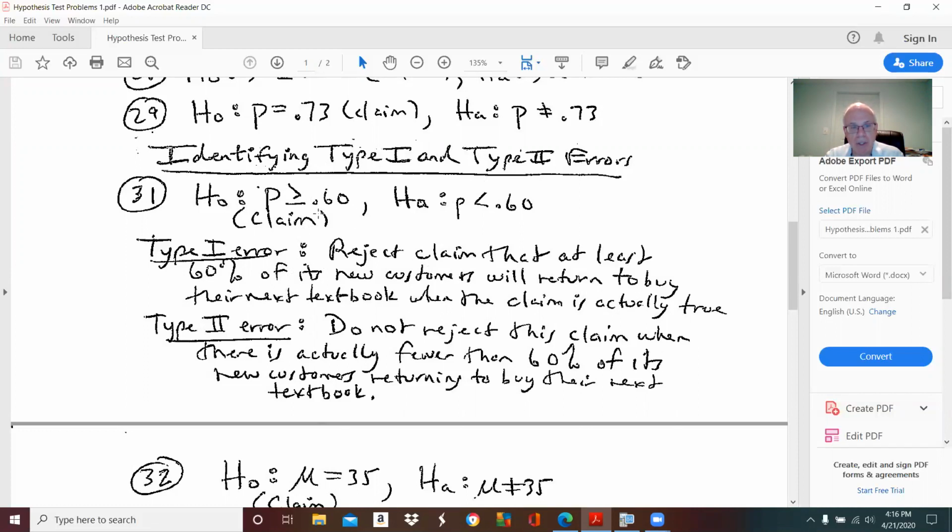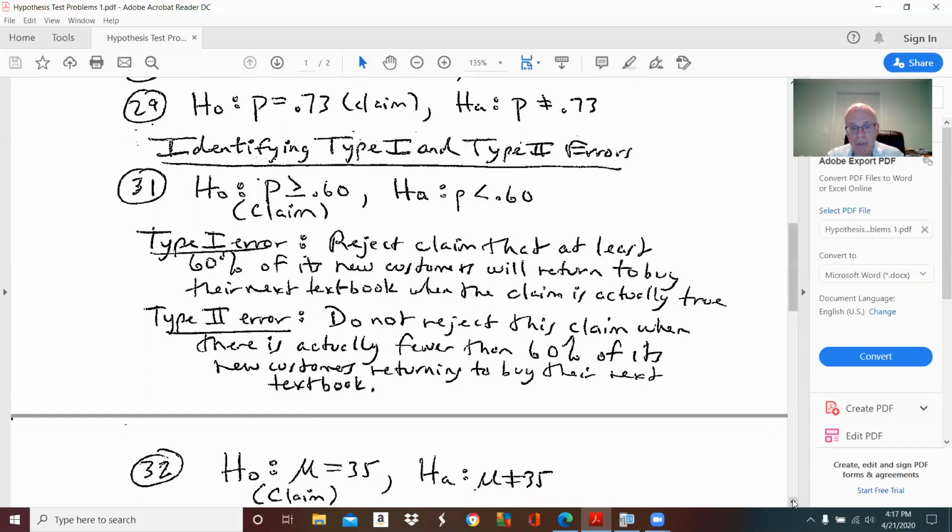Well, we're not going to reject the null when the null is actually false. So we're not going to reject this claim. So we're going to say not enough evidence to say that the bookstore is going to have less than 60%, when in reality, it will have less than 60% of the customers coming back to buy again. That's a type 1 and type 2 error. Let's look at 32.